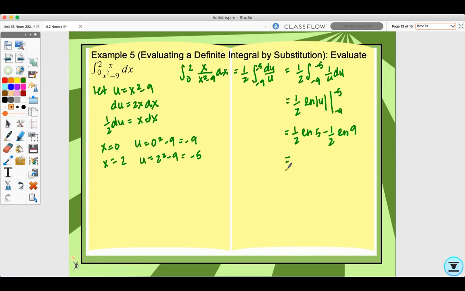And using my rules of natural logs, this could become 1/2 the natural log of 5/9. And I can end there instead of making the 1/2 exponent. So with this, you need to make sure that you remember to change your lower and upper bound so it's in terms of u and not x, because over here it's in terms of x.